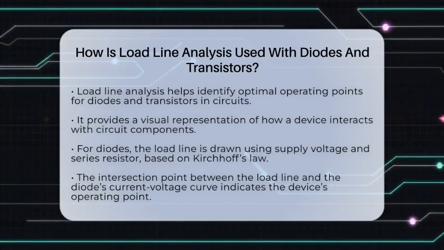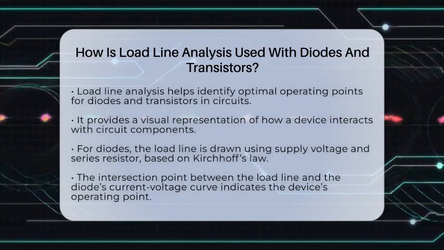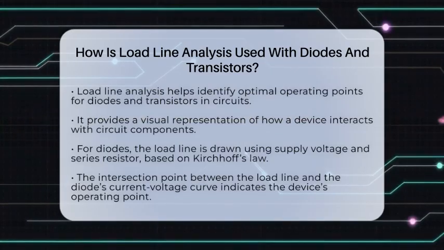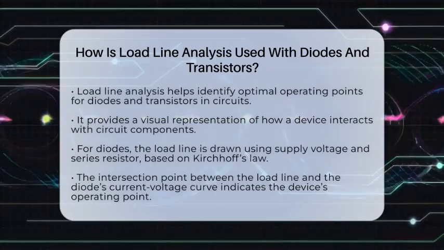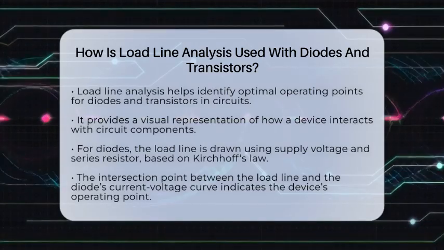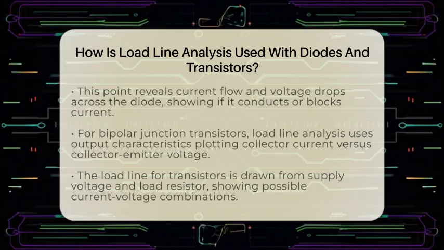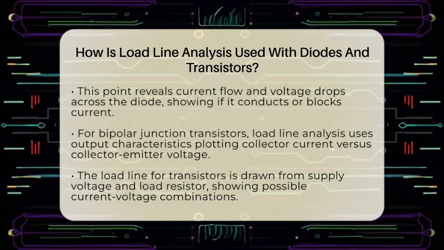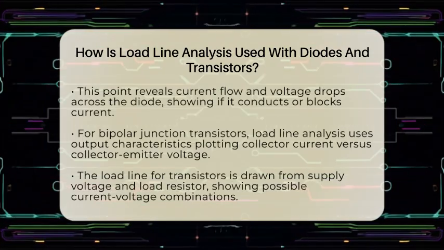When you work with diodes, you start by looking at their current voltage curve. The load line is drawn based on the supply voltage and the resistor connected in series. It shows all the possible combinations of current and voltage that obey Kirchhoff's voltage law. The point where this line crosses the diode's curve is the actual operating point. This point tells you how much current flows and what voltage drops across the diode. It's a quick way to see if the diode is conducting or blocking current without complicated math.